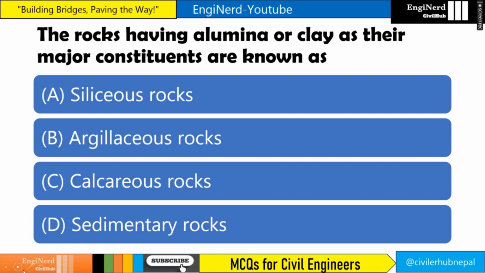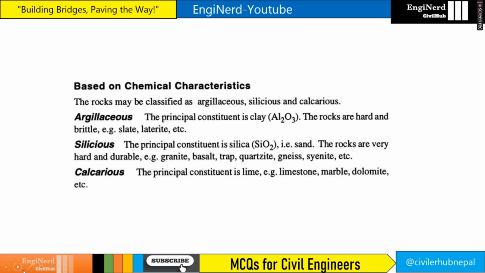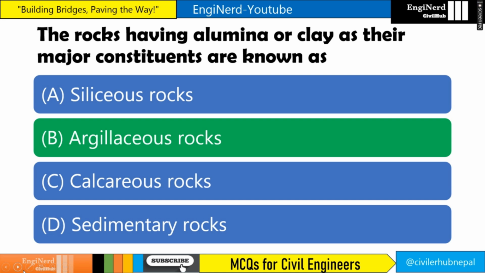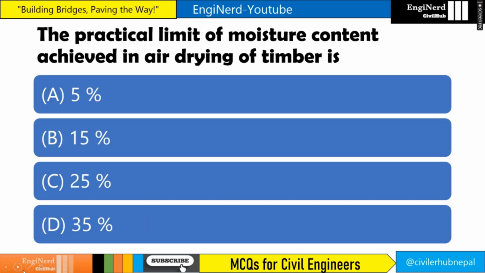The rocks having alumina as their major constituent are known as argillaceous, right? If you see the classification of rocks on the basis of chemical characteristics, argillaceous rocks have clay, Al2O3, as the principal constituent. Examples are slate and laterite. So the answer is argillaceous.